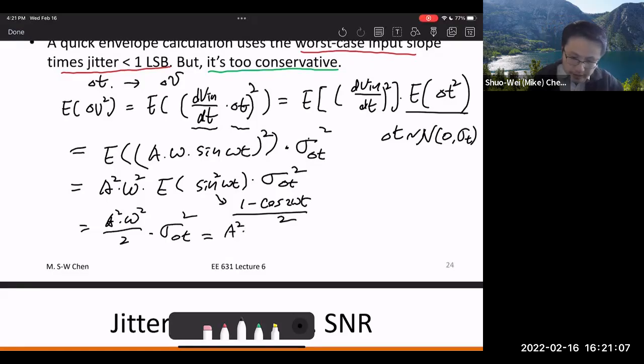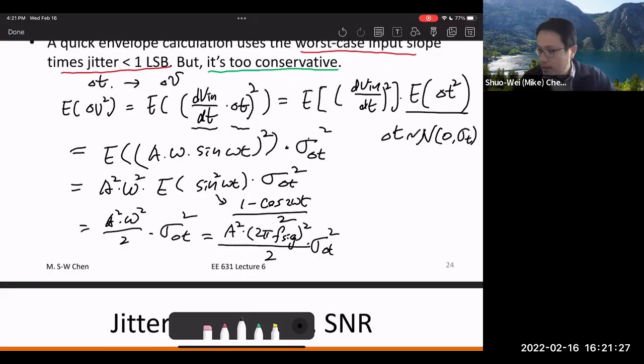So we know omega is a signal frequency, so I'm just going to write it down as 2 pi f signal squared. Okay, that's the signal frequency, over 2 times sigma delta t squared. Okay, so that's the noise power. Basically, we just calculated the power of the jitter-induced noise. Here, I'm not calculating any thermal noise or anything like that. This is strictly just from the clock jitter, right?